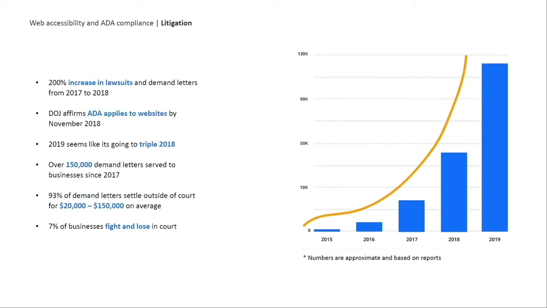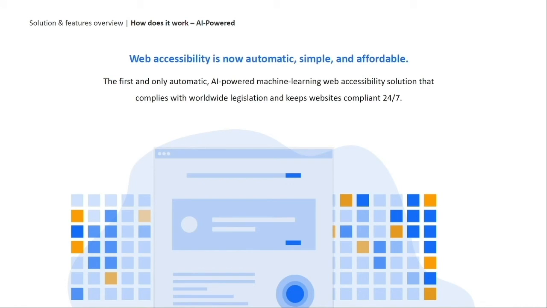Now, our accessibility tool is an AI-powered machine learning software that was developed with the understanding that successfully automating the process creates a simple, immediate, affordable, and compliant solution that serves as a win-win for both the business owner and for people with disabilities who just want equal access to the internet.